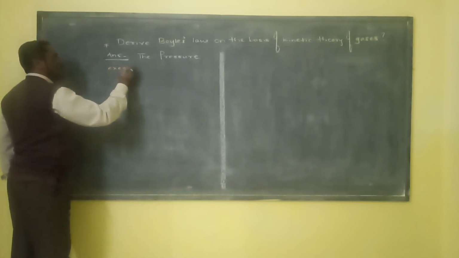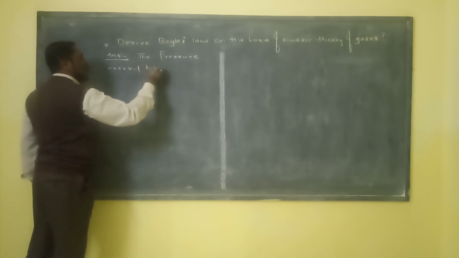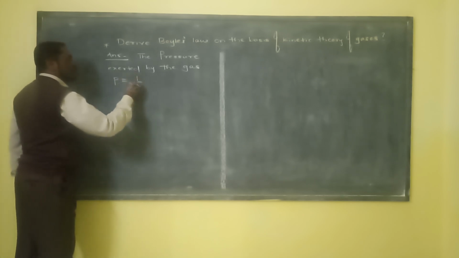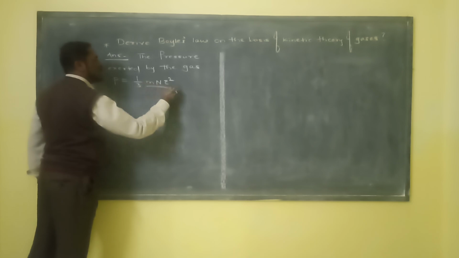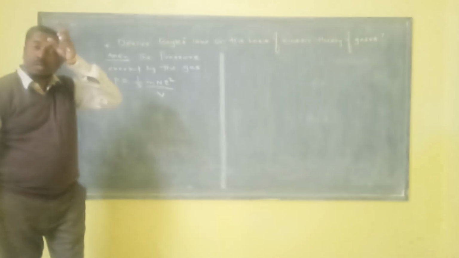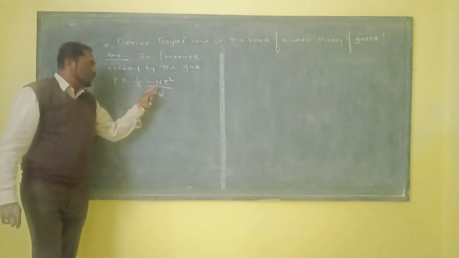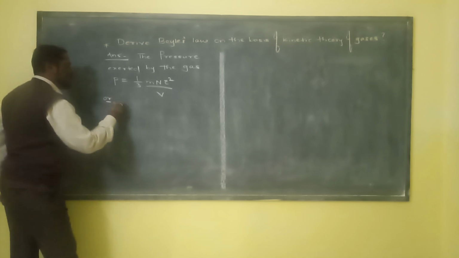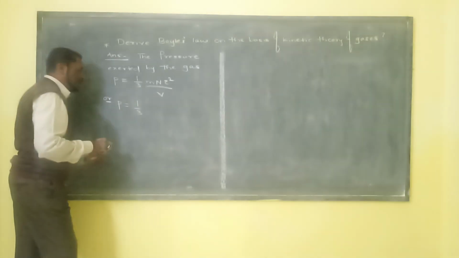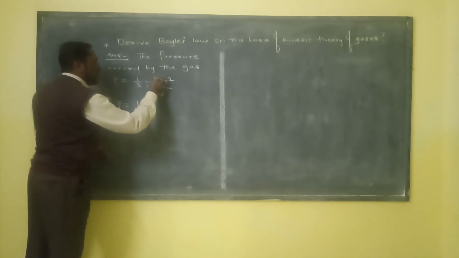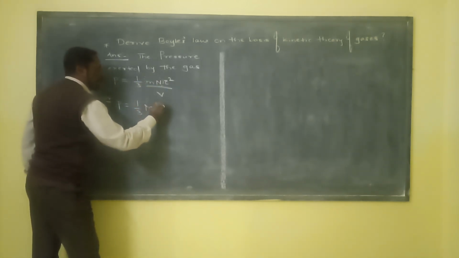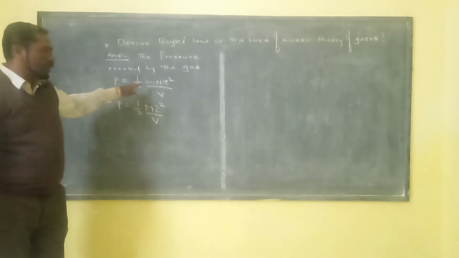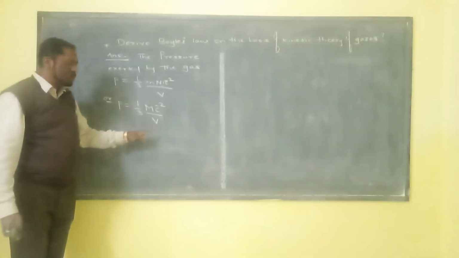Let us consider the general formula for the pressure exerted by the gas: P is equal to 1 upon 3 mn bar C square upon V. Or it can also be written as P is equal to 1 upon 3 capital M bar C square by V, where capital M comes in place of mn.